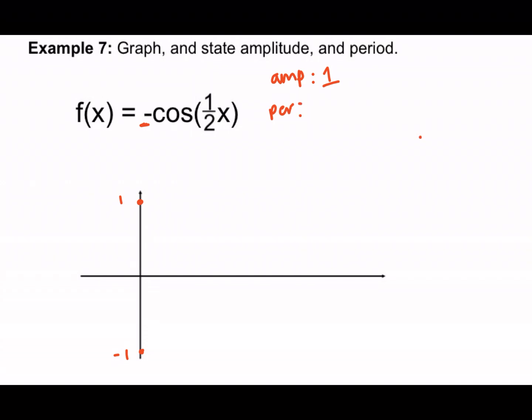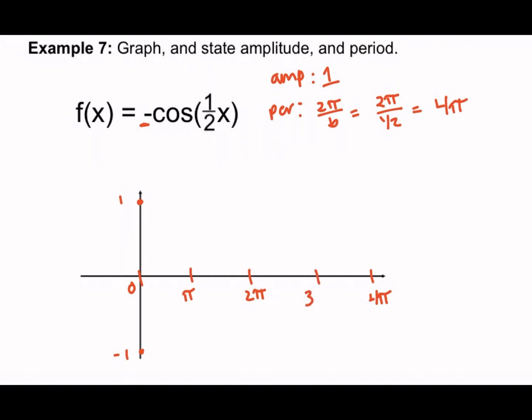So the period gives me 2 pi over b. In this problem, my b value is 1/2. So 2 pi divided by 1/2, that's the same thing as multiplying by 2, which really just gives me 4 pi. So this one's nice to put on the x-axis. So it goes 0, and then 4 pi is where our period ends. Well, halfway between those two is 2 pi, and then halfway between 0 and 2 is 1 pi. Halfway between 2 and 4 is 3 pi.